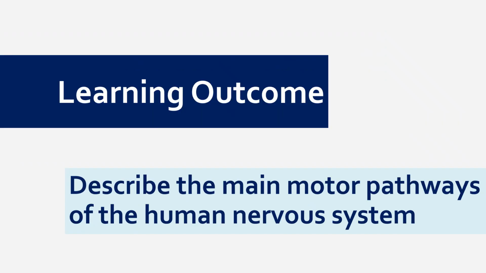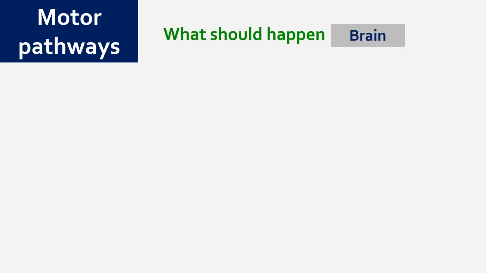What I hope you're able to do by the end of the video is to be able to describe the main motor pathways of the human nervous system. Let's start with a very basic outline. Let's say I want to enact a particular movement. Let's say I want to kick a ball. My brain decides what should happen. There are various different regions in the brain, and we'll talk through all those in a few slides' time.